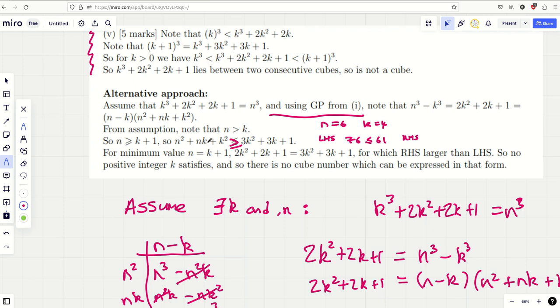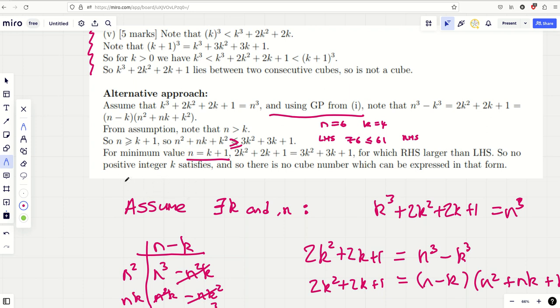In the case where equality holds, you're going to have n equals k plus 1, and if you've got n equals k plus 1 in that, you actually end up with 3k squared plus 3k plus 1 on the left hand side. Can you see that? Because you're going to end up with k squared plus 2k plus 1 plus k squared plus k, so we're now at 2k squared plus 3k plus 1.